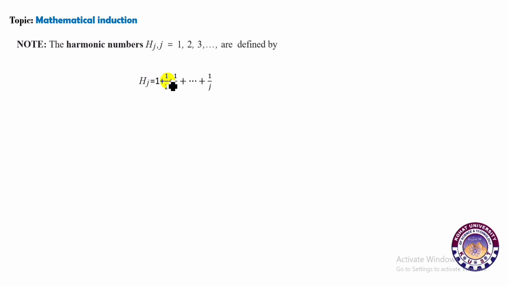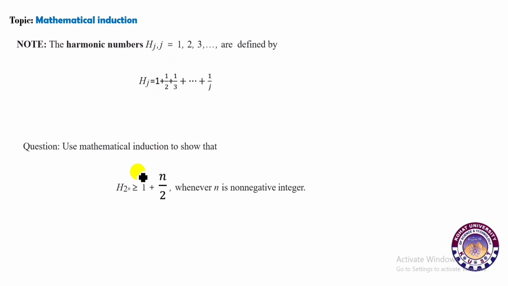and H3 means the sum of the first three terms of the harmonic sequence, 1 plus 1 over 2 plus 1 over 3, up to 1 over j. H5 means the sum of the first 5 terms of the harmonic sequence, 1 plus 1 over 2 plus 1 over 3 plus 1 over 4 plus 1 over 5. In general, H subscript j means the sum of the first j terms of the harmonic sequence, 1 plus 1 over 2 plus 1 over 3, up to 1 over j.